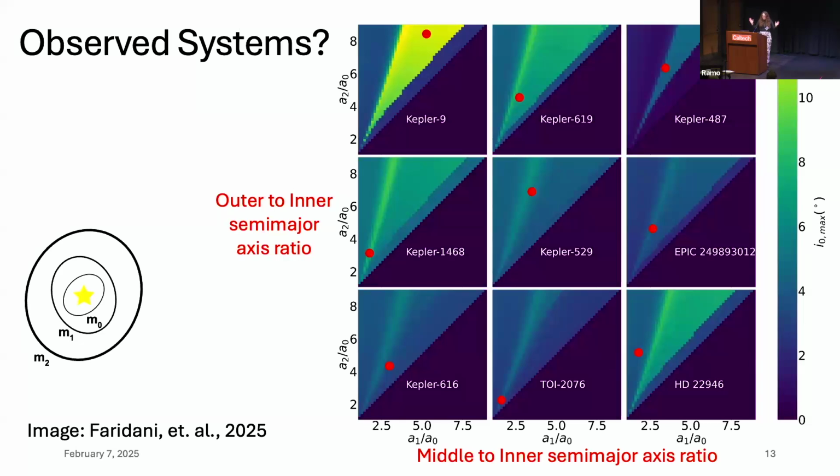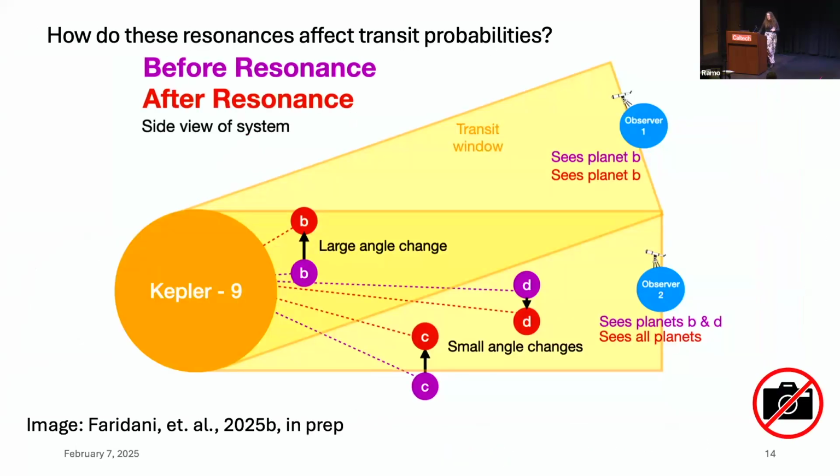All right. So you have these resonances. They occur in some fraction of systems. Let's talk about transit probabilities. So while I put this figure up, let me tell you a story I'm going to tell. So I told you that when the resonance occurs, the outer 2 planets align and the inner planet gets misaligned.